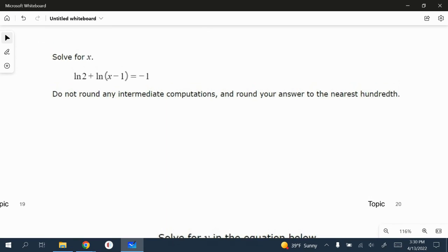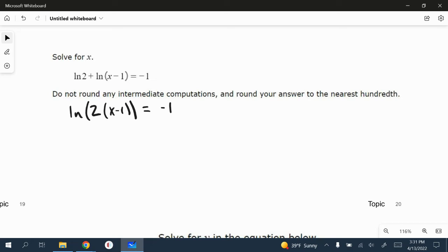Topic number 20. Now we've got multiple logarithms in this group, and these are natural logarithms. So to start, I'm going to try to combine them into one. I see that there's an addition symbol here, so that means multiplication is my rule that I'm using. So ln of 2, and I'm going to multiply that by x minus 1. And then that's going to be equal to that negative 1 that's still over on that side.